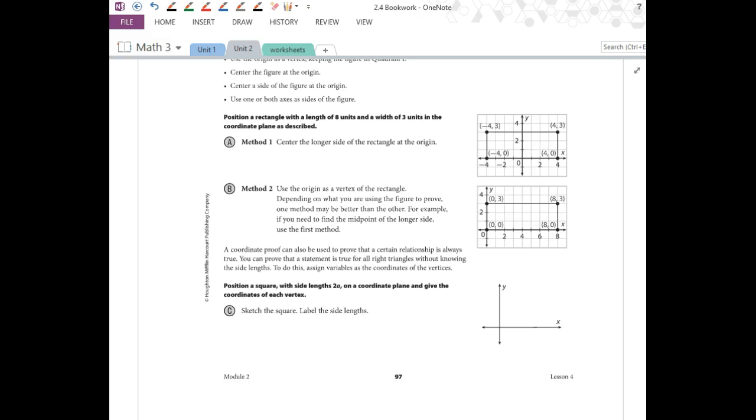Draw on that axis a square. Any square, anywhere with a length of 2a. On which one? Method 1? You get to pick, Matt. Whatever floats your boat. Just draw a square. Don't overthink it.